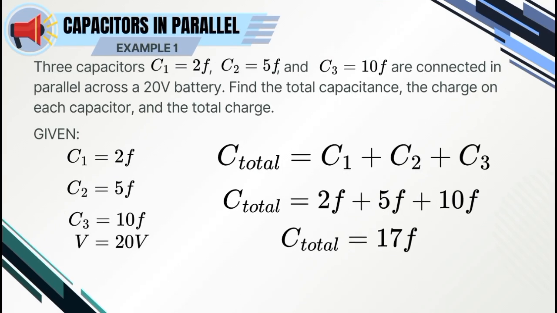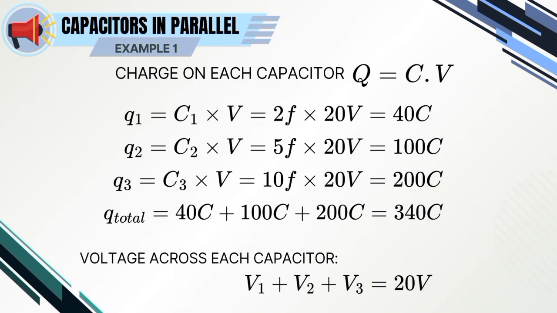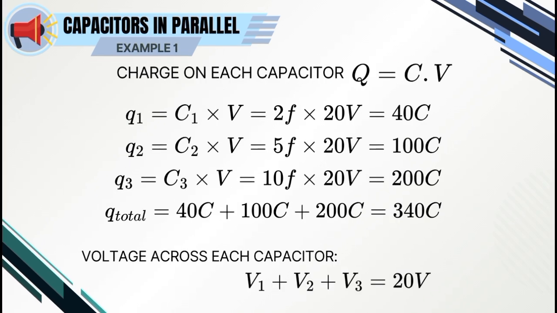In determining the total capacitance, we will sum up the three capacitors. So the answer will be 17 farads. For determining the charge on each capacitor, we must multiply the capacitance and the volts. So for the charge 1 is equal to 40 coulomb, and for the charge 2 is 100 coulomb, for the charge 3 is 200 coulomb, and for the total charge, 40 coulomb plus 100 coulomb plus 200 coulomb will be 240 coulomb. So the voltage across each capacitor will be 20 volts.